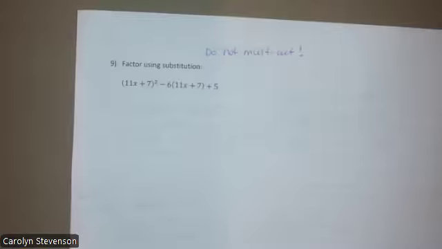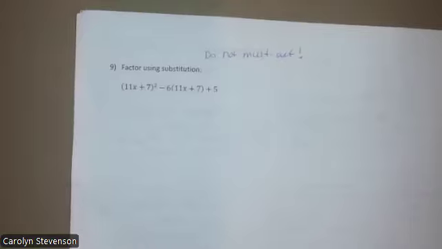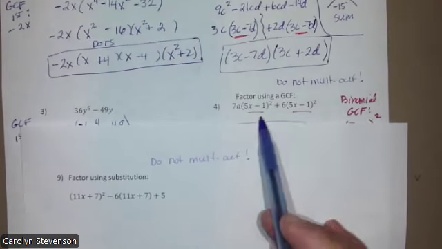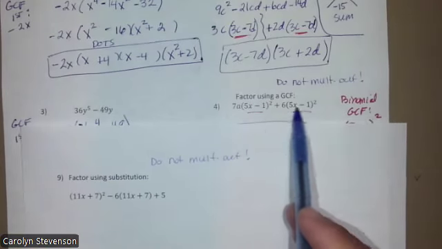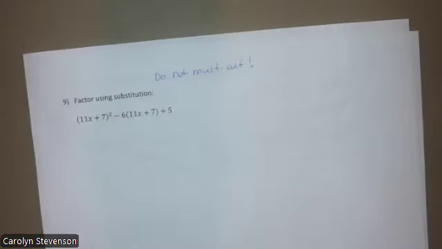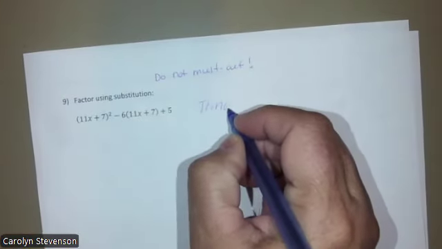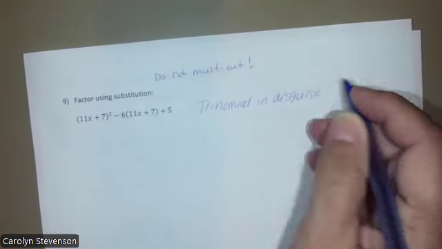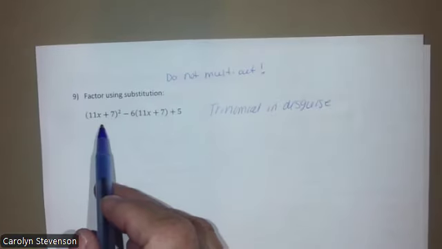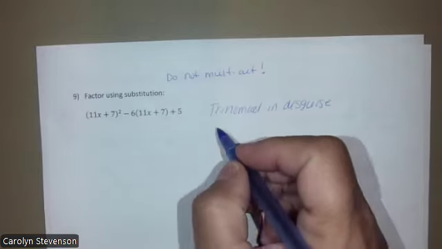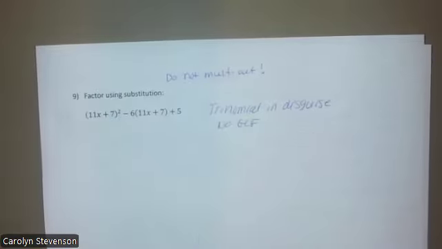And I do want to compare this problem to one that we had earlier. Let's look at number 4. On number 4, the binomial that we had was common because we only had 2 terms. This one is one term, a second term, and a third term. So this is what I said, it's a trinomial in disguise. (11x plus 7) is not common out here a third time. So there's no GCF on this one in terms of a binomial.